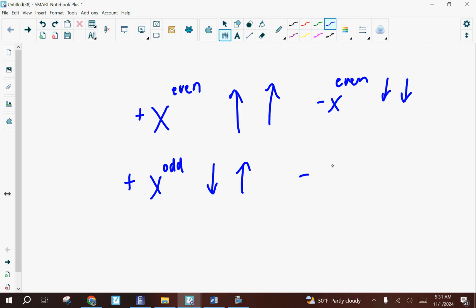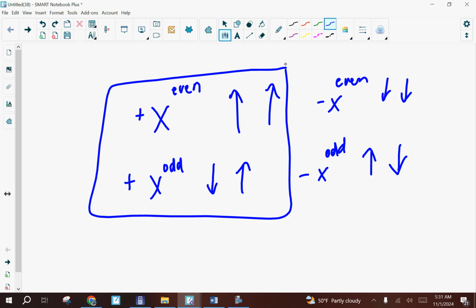Your negative, all it really does is flip the end behavior. So if you have a negative in front of an odd exponent, the left side points up and the right side points down. Now you don't have to memorize all four of these, you just have to memorize two of them, and then you have to know that the negative just flips the end behavior.